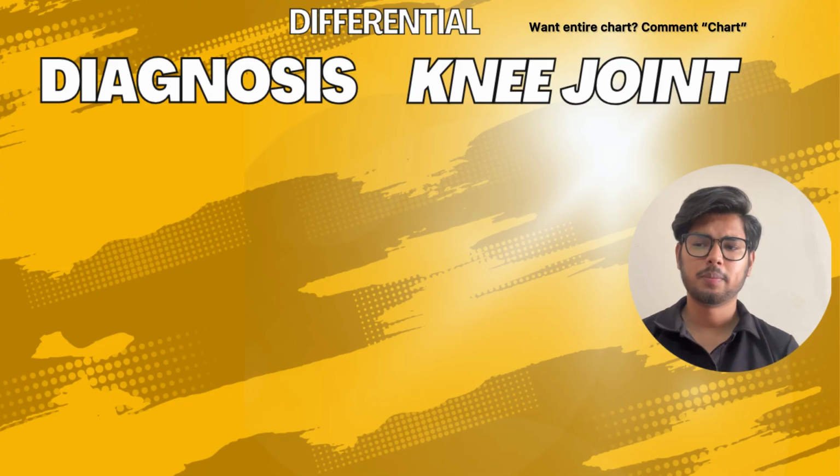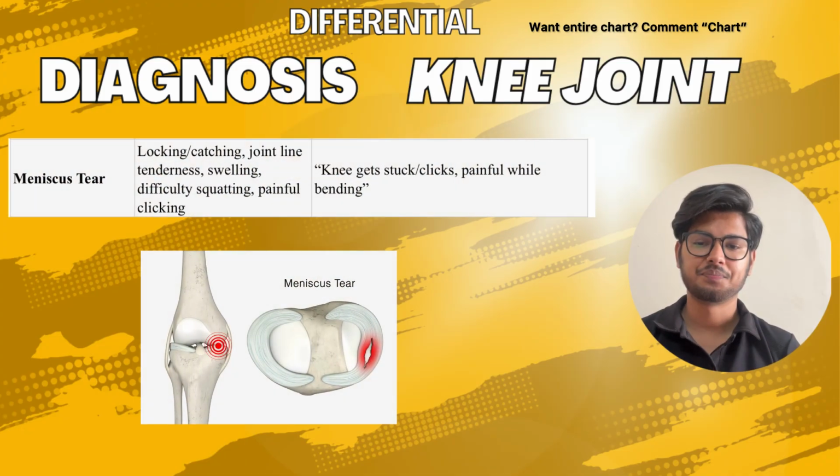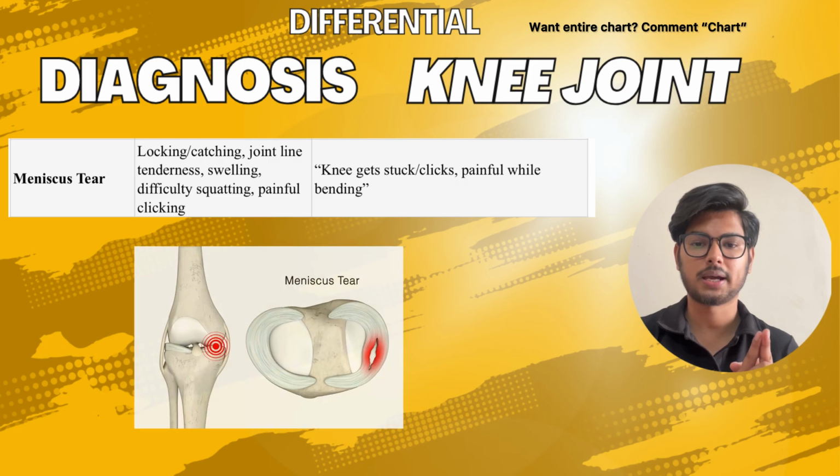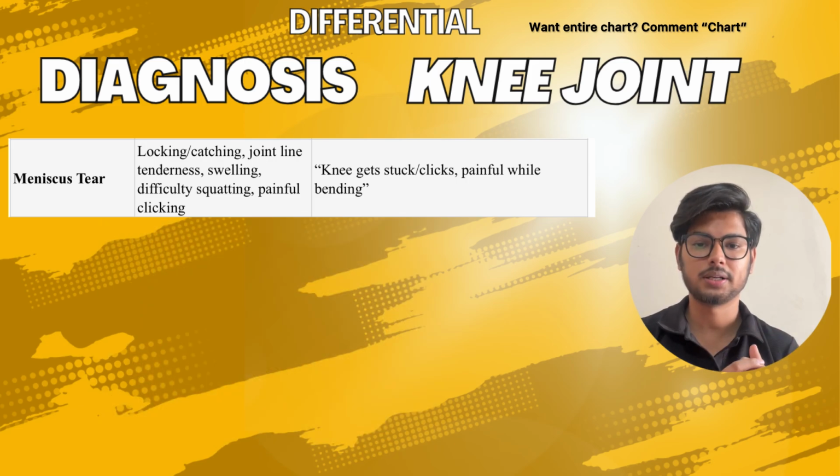Then we have a very common pathology, that is your meniscal tear. It is mostly found in females. Now we have the locking and catching. Whenever a patient complains about a locking mechanism, that my knee joint feels like it is locked and needs a certain kind of manipulation to be unlocked, in that kind of patient you might be thinking about a meniscal tear. Again, joint line tenderness will be there.